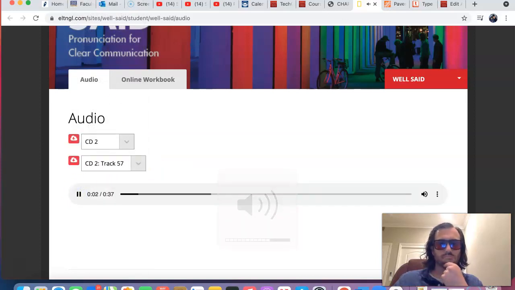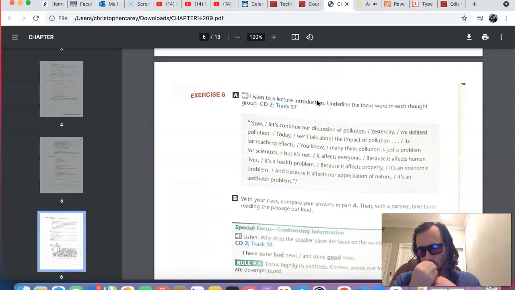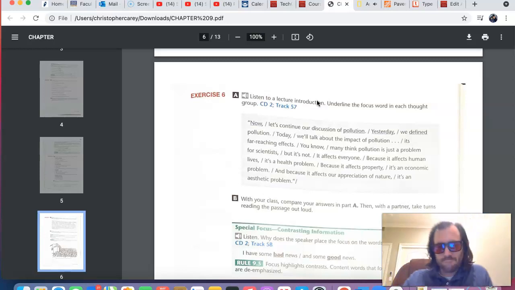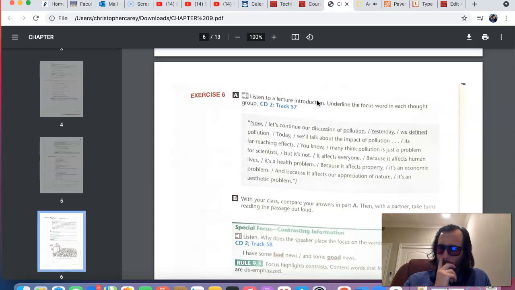Exercise 6A, page 85. Now, let's continue our discussion of pollution. Yesterday, we defined pollution. Today, we'll talk about the impact of pollution, its far-reaching effects. You know, many think pollution is just a problem for scientists, but it's not. It affects everyone. Because it affects human lives, it's a health problem. Because it affects property, it's an economic problem. And because it affects our appreciation of nature, it's an aesthetic problem.